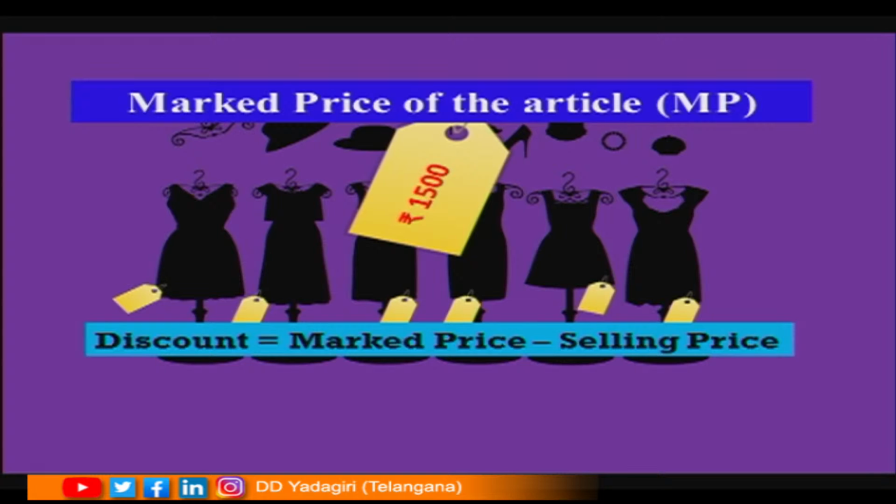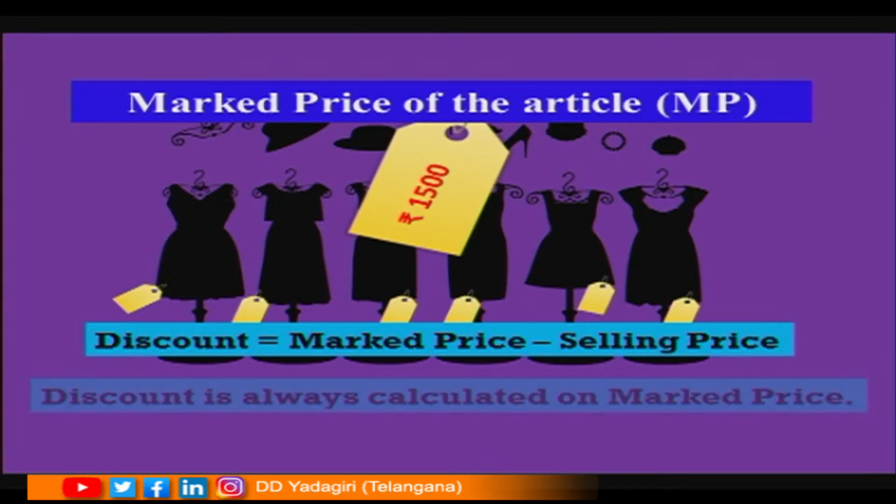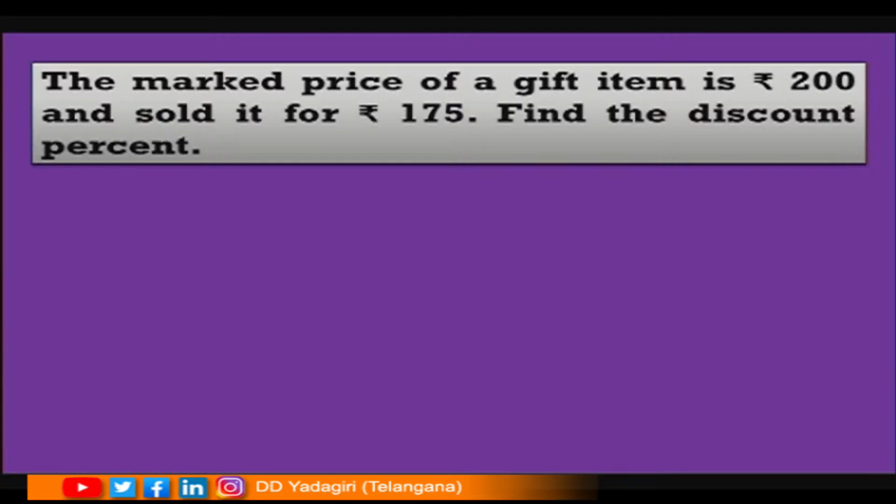Now, children, to calculate the discount, we need to subtract the selling price from the mark price. So, discount is mark price minus selling price, and it is very important to note, children, that discount is always calculated on mark price. Now, let us take an example to understand the concept of discount. The mark price of a gift item is 200 rupees and it is sold for 175 rupees. Find the discount percentage. So, children, in this problem, the mark price is given and the selling price is also given. We need to calculate the discount percentage.